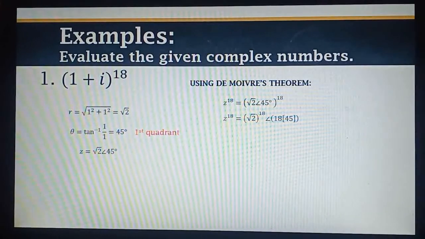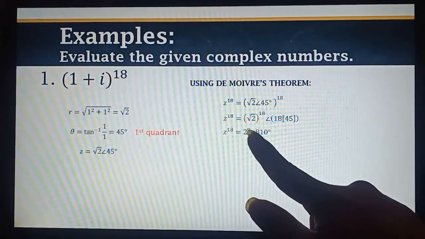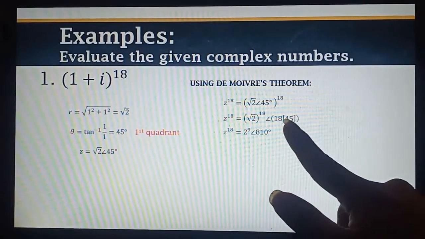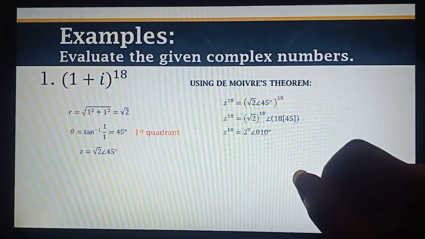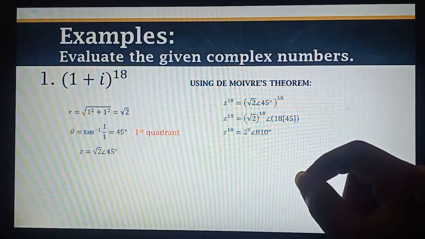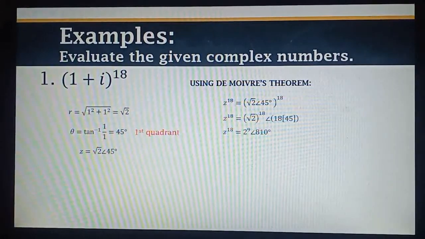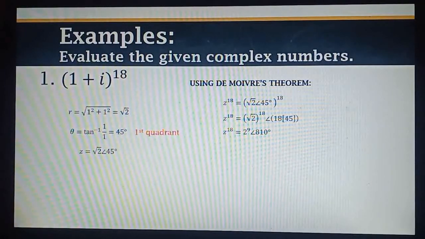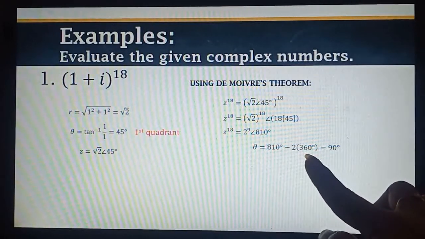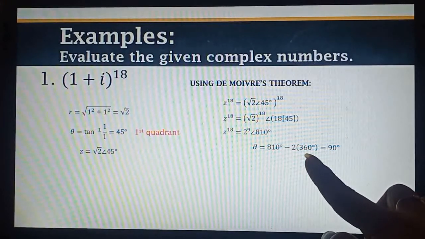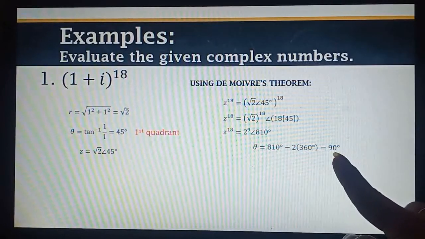So if we evaluate that equation, we will now have 2 raised to 9 since 18 over 2 is 9. Then 18 multiplied by 45 is 810. This is what I said earlier that it will go beyond 360. But our rule must be that it is lower than positive or negative 180 degrees. So we have to simplify the 810 degrees angle. We will subtract twice 360, which is 720, from 810. So the angle left is 90 degrees.